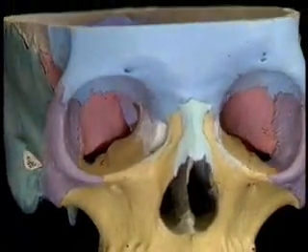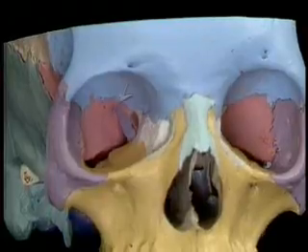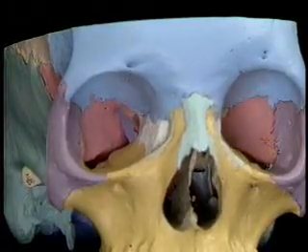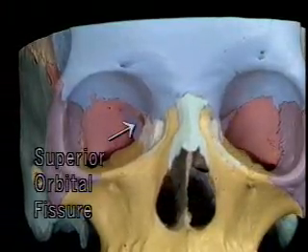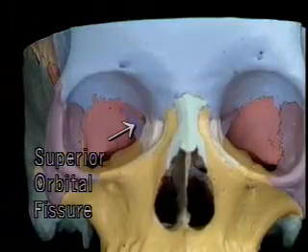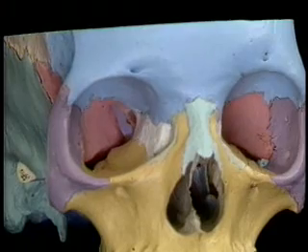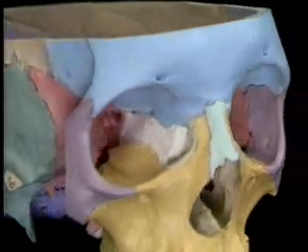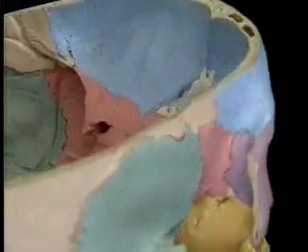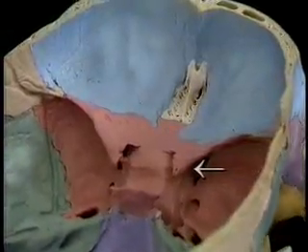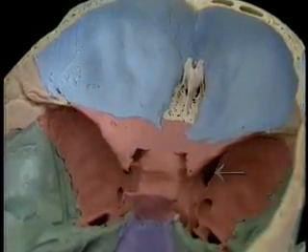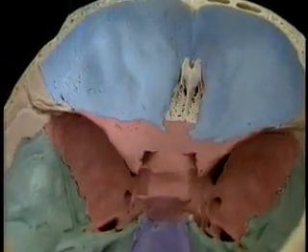The greater wing and the lesser wing are joined here, but more medially they're separated by this triangular gap, the superior orbital fissure, which forms a large opening between the orbit and the inside of the cranium. Here's the superior orbital fissure from the inside. We'll get a better look at it in a minute.